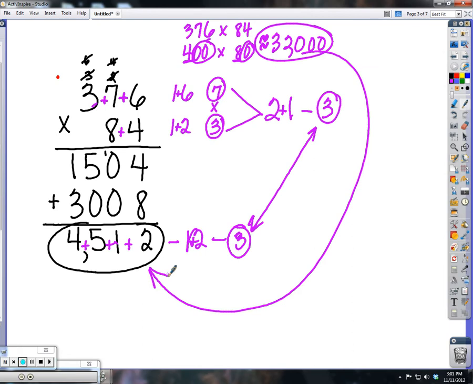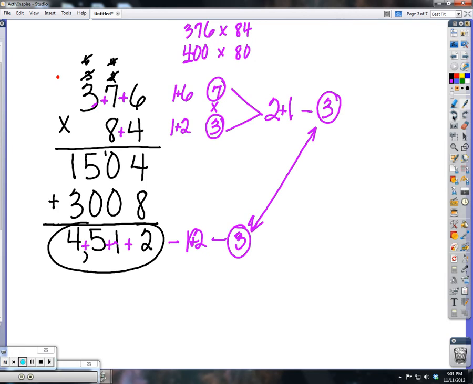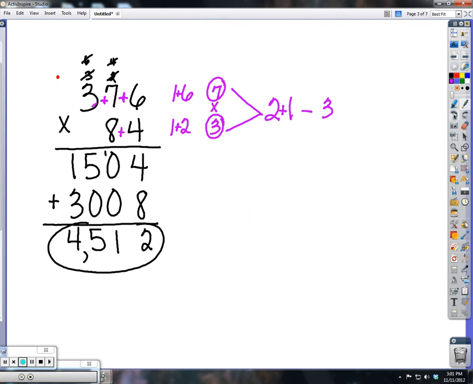So I know that I have missed the problem somewhere. So let's go back and see where I've missed the problem. Now I'm just going to back this up just because it's going to be a little bit easier to do that.